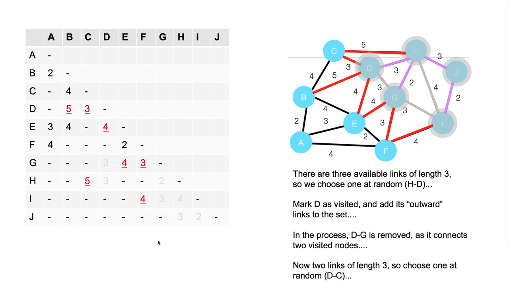Okay, so if we look at the table again, we have a couple of 3s. Oh, I've said 3 available links of 3. There's actually 2. Sorry about that. There are 2 available 3s. So we choose one at random. In this case, H to D. So we mark D as visited and add its outward links to the set.